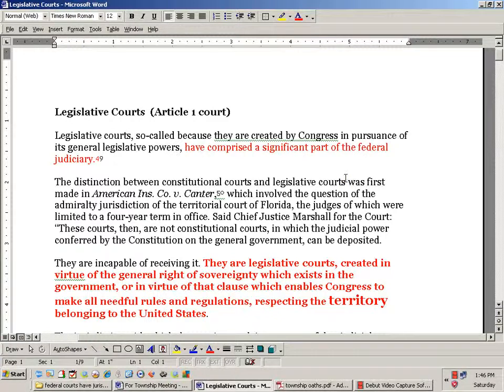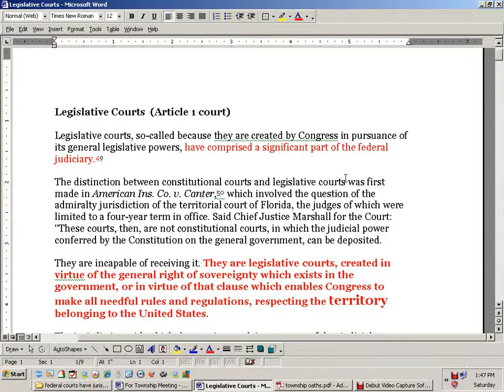Okay. So they are created by the Congress. Okay, these legislative courts are created by the Congress. The distinction between constitutional courts and legislative courts was first made in American Insurance Company v. Canter, which involved the question of admiralty jurisdiction of a territorial court of Florida. So it's a territorial court. The judges of which were limited to 4-year terms of office. So that would be like a justice of the peace. So these administrative courts have judges that are appointed for 4 years. And they're Florida territorial courts.